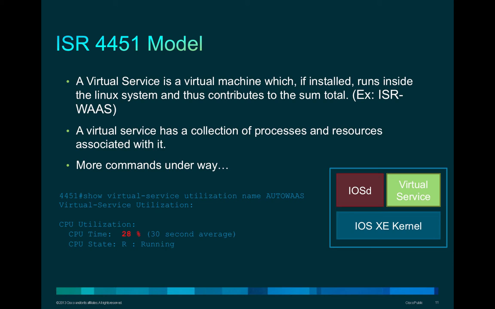Another new functionality introduced on the ISR 4451X is that of a virtual service. A virtual service is essentially a virtual machine of one type or another running inside of the Linux portion of the 4451X. The charter virtual service available on the 4451X is ISR WAAS, for example. To view how much of the total control plane processing power the virtual service is consuming, the operator may issue the show virtual service utilization command and reference the name given to the virtual service upon installation.